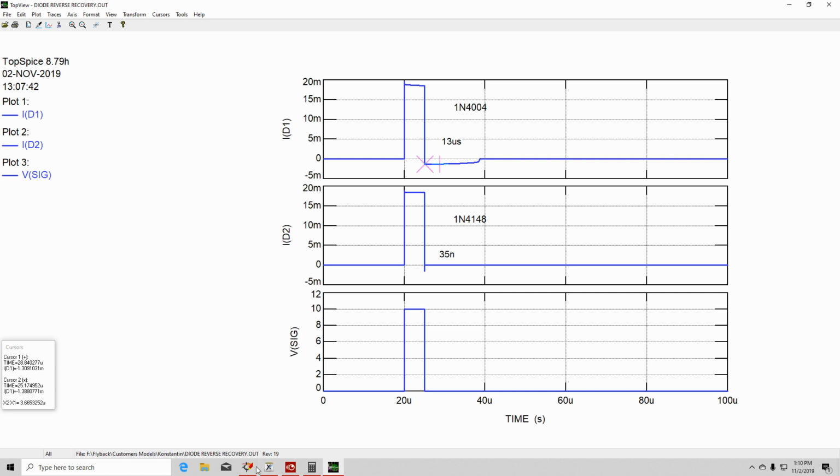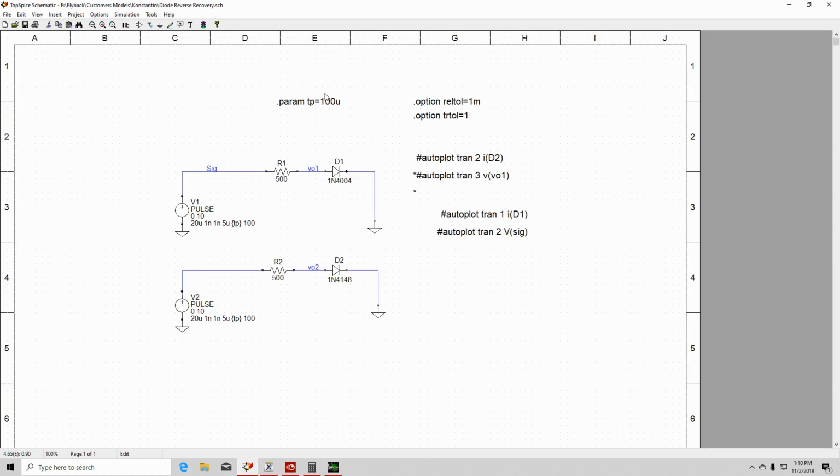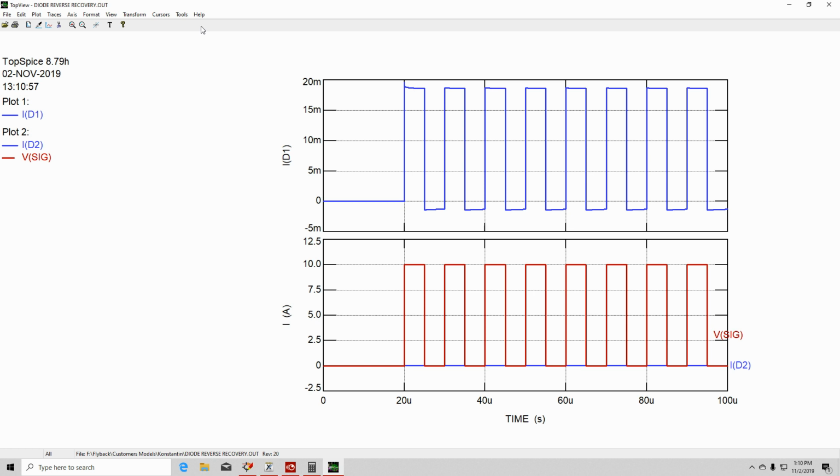Okay, so let's see what happens. Let's do that. Let's go back. This would correspond to a switching power supply switching at 100 kilohertz. Okay, the period would be 10 microseconds. Okay, see what happens? Okay, so now it's switching. Let's go ahead and change this other one.